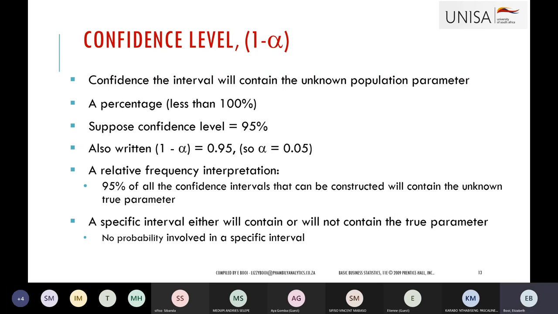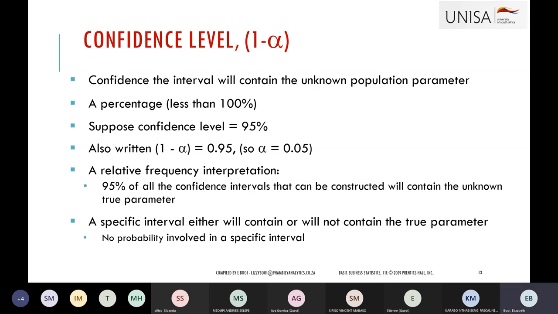And that percentage usually is 75, 80, 90, 95, 99. I will show you a table just now. That is the confidence interval. It's always in 100% format.